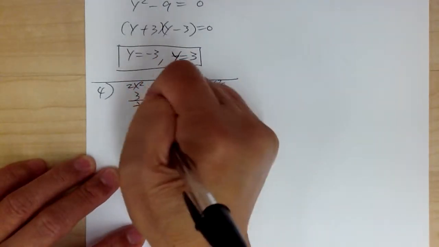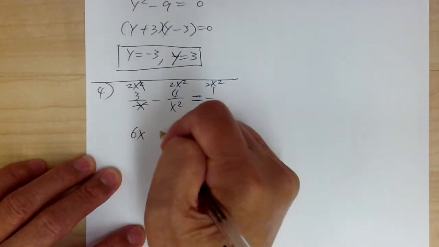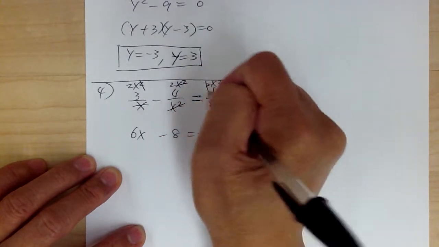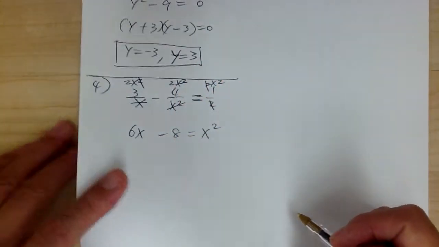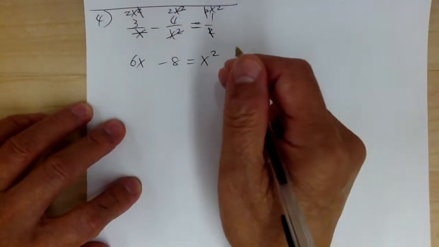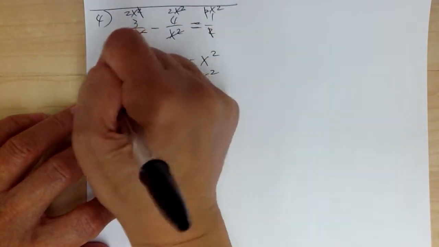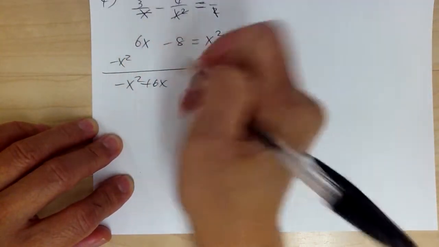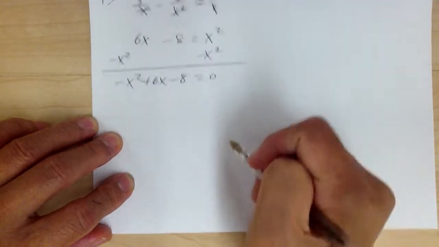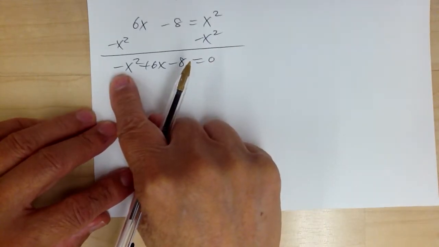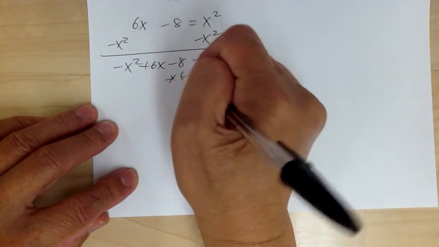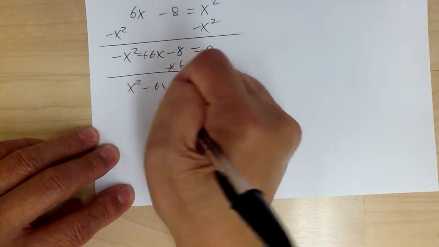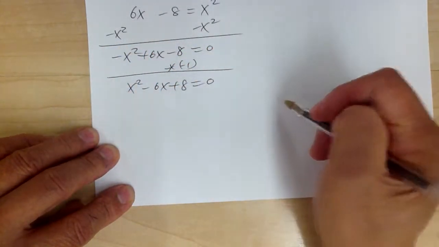Okay. So here the x cancels out, so you get 6x. This one the x squared cancels out, so it's minus 8. Here the 2 cancels out, so you get x squared. Okay. So move everything to this side, so minus x squared, minus x squared. So I get negative x squared plus 6x minus 8 equal to 0. But you don't want to factor with a negative in front, so multiply by negative 1 to change the sign. So you get x squared minus 6x plus 8 equal to 0.